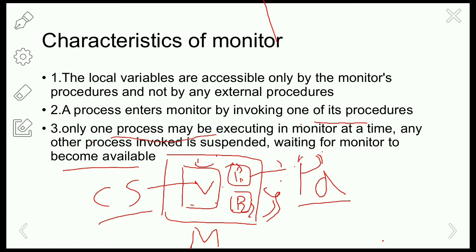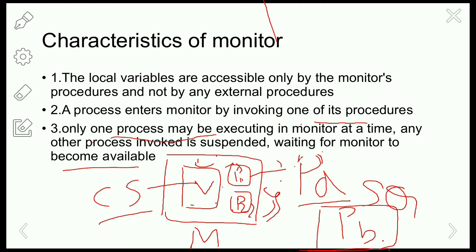Okay, like that, only one process will be there in the monitor. Suppose here PA is accessing the shared variables in the monitor. At that time, if PB is trying to access the variable, then it is placed in the blocked queue. So it will be blocked and placed in the suspended queue here. Okay, so these are the characteristics of a monitor.